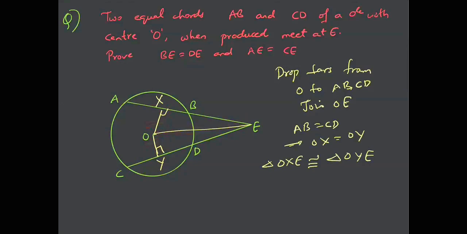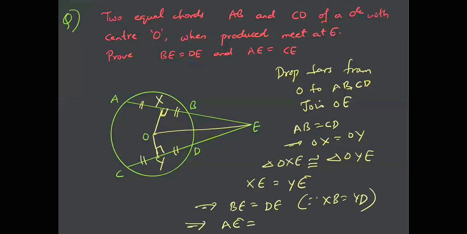Yes, so now you can write XE is equal to YE, right? And since the chords are equal, then all these must be equal, right? Because the perpendicular divides the chord into two equal halves. So their halves are also equal. That is XB is equal to YD. So this implies that BE is equal to DE since XB is equal to YD. And this also implies that AE is equal to CE, because AB and CD are equal. Fine. So quickly copy it down, then we'll move to the next question.